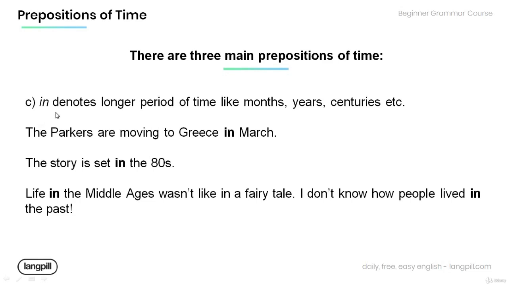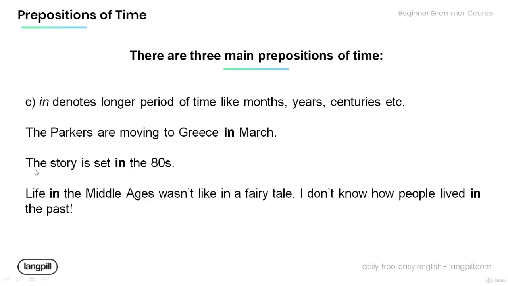C. In. In denotes longer period of time like months, years, centuries, etc. Have a look at the examples below. The Parkers are moving to Greece in March. The preposition of time in is used to denote the month, March.